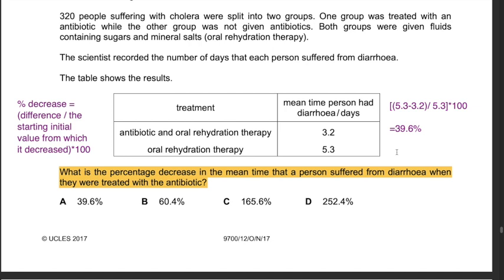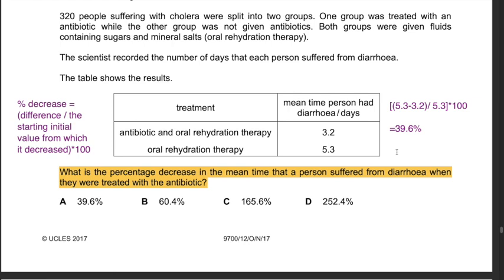What is the percentage decrease in the mean time that a person suffered from diarrhea when they were treated with the antibiotic? Percentage decrease is the difference upon the starting initial value from which it decreased, and that answer times 100. So, percentage decrease would always happen from a higher number to a lower number. So, the initial number would be 5.3, and the decrease would be 5.3 minus 3.2.